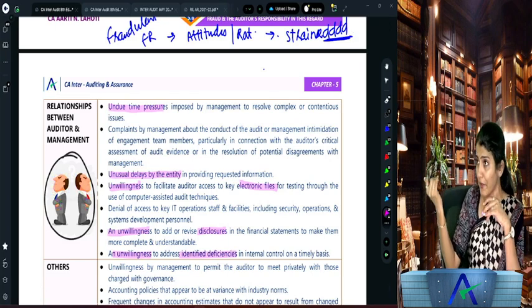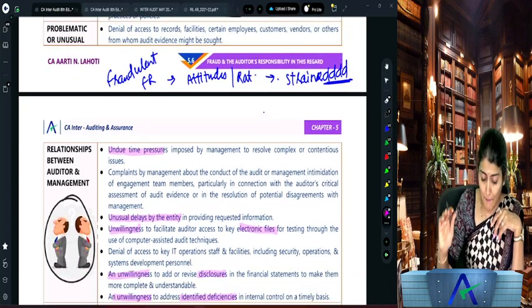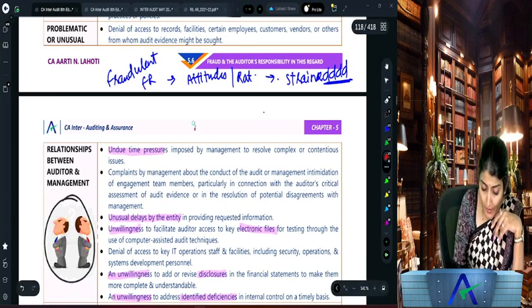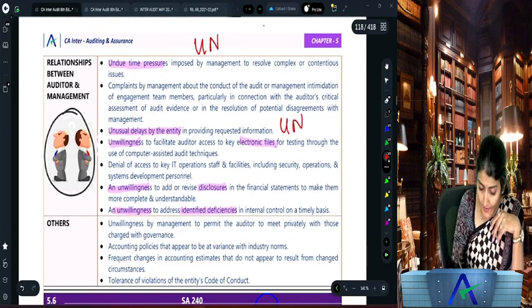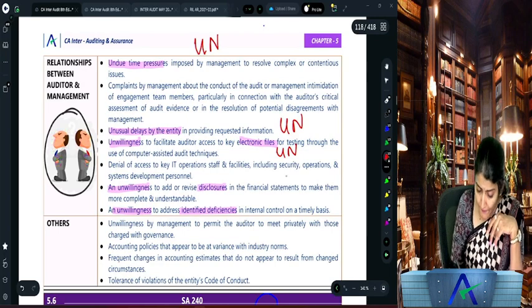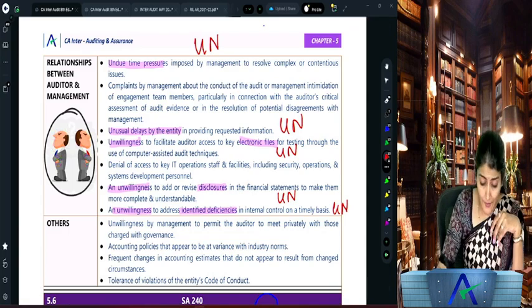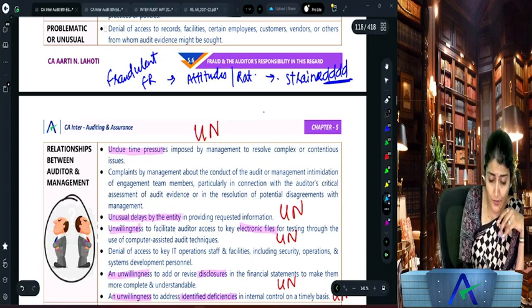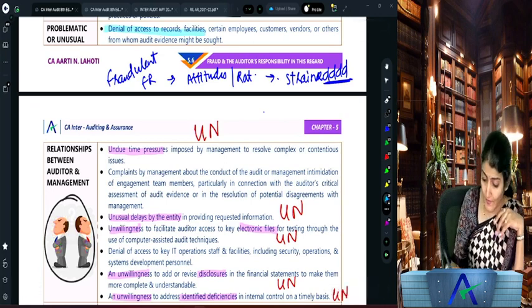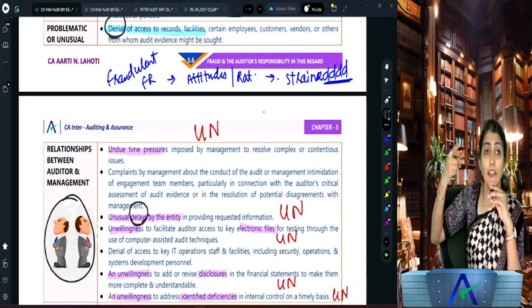Are you understanding that, everyone? Right, so what does it say? The unusual relationship between the auditor and the management. There is an undue time pressure, then an unusual delay, and then there is the unwillingness to provide the electronic files, the unwillingness to give the disclosures, the unwillingness to address the deficiencies. Right, so one, they are giving me the information, but after great delay. Or second, they are not giving me the information at all. So one, there is a delay in giving the information, or second, there is a denial in giving the information.